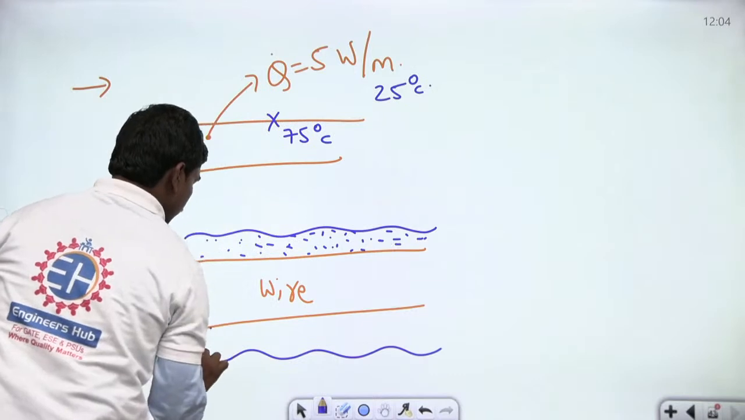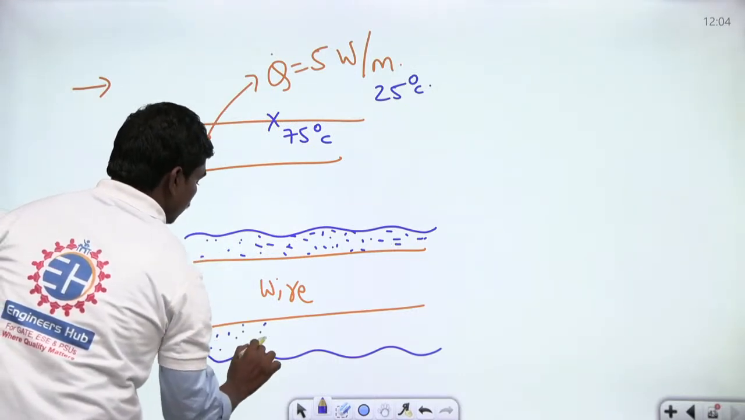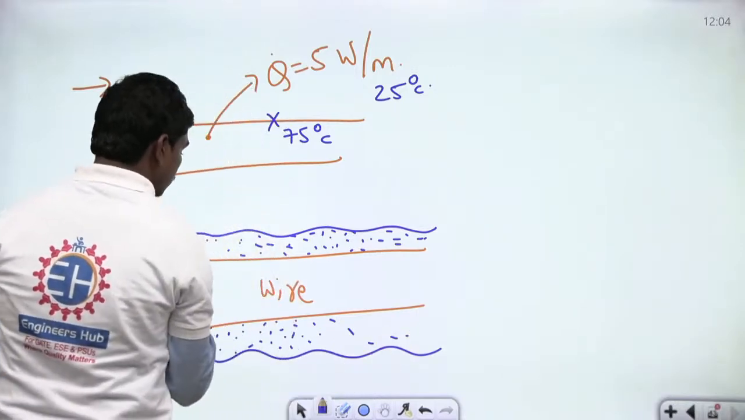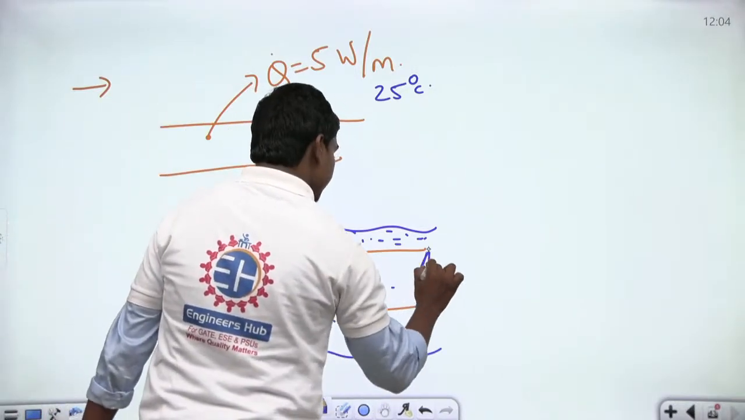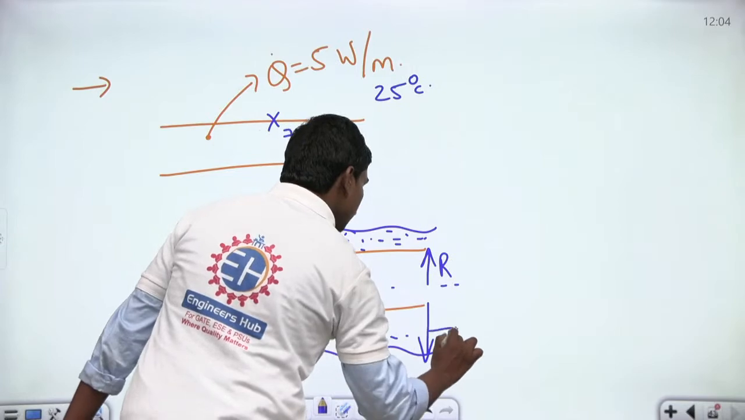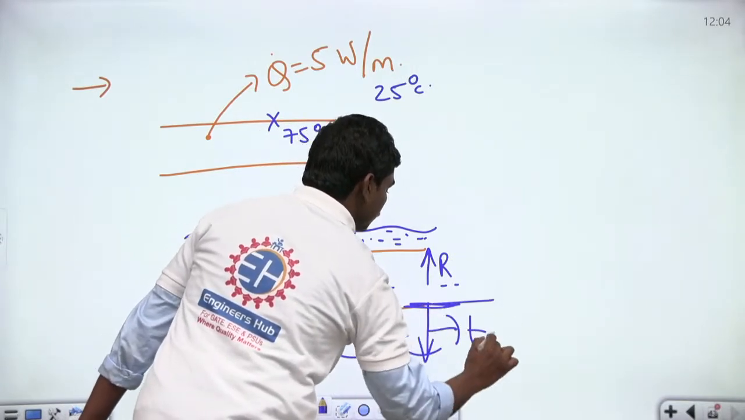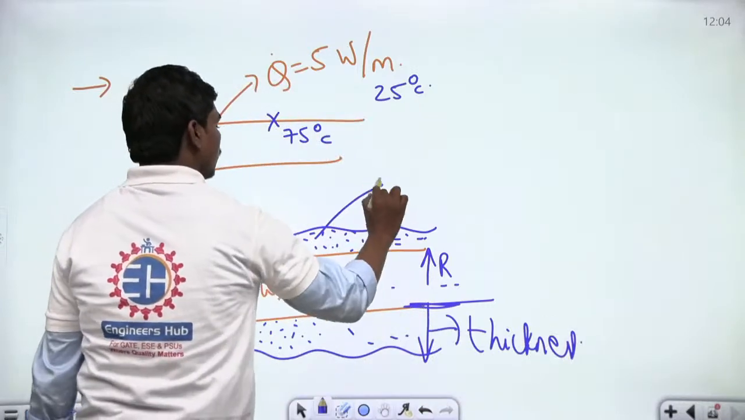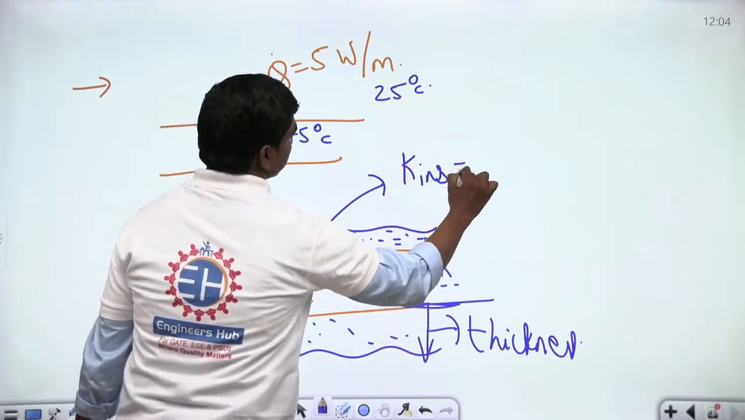There is some insulation. Yes, this is some insulation, and of course this is the center line. This is the radius of the wire and this is the thickness of the insulation. This is what they have, and they are asking for the thermal conductivity of this insulating material.